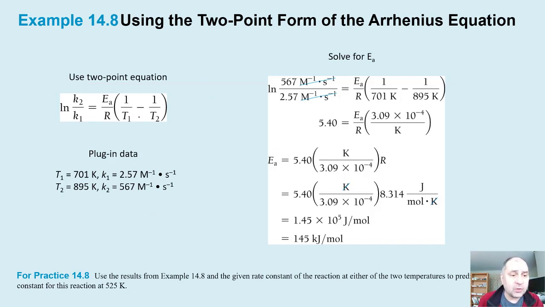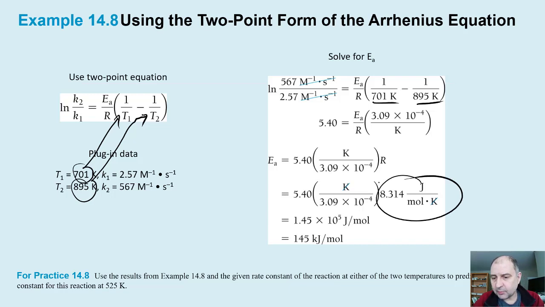I'm not going to work through it, I'm just going to show you. You just plug it in: 1 over T1 minus 1 over T2, so 701 and 895 go here, and then R is the ideal gas constant, which will be provided to you. Here, R is 8.314 joules per mole per K.